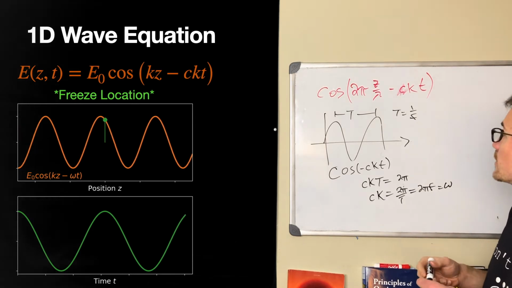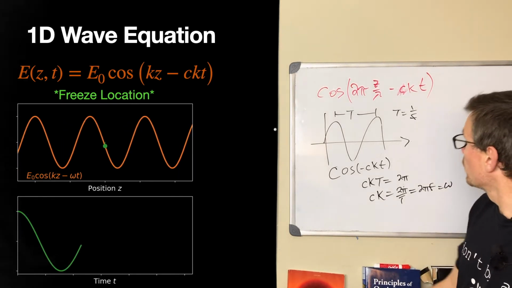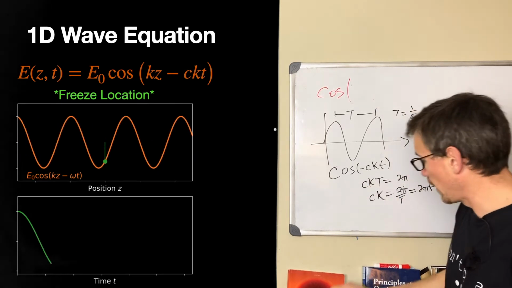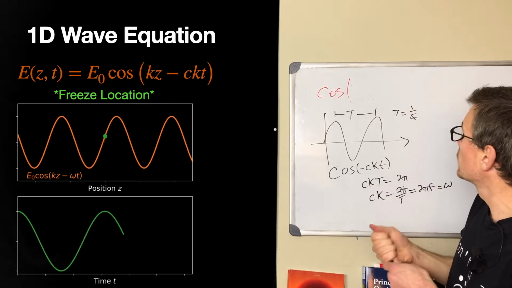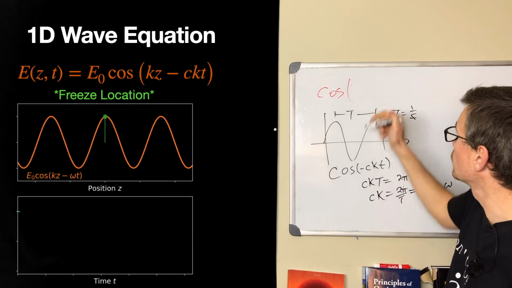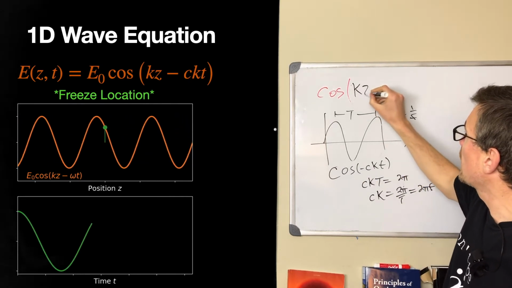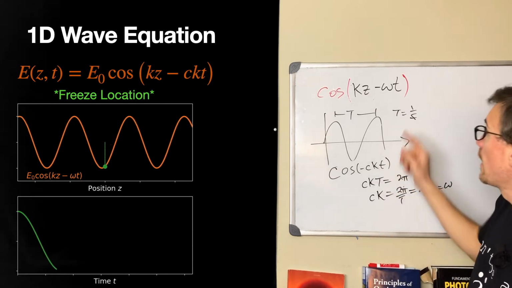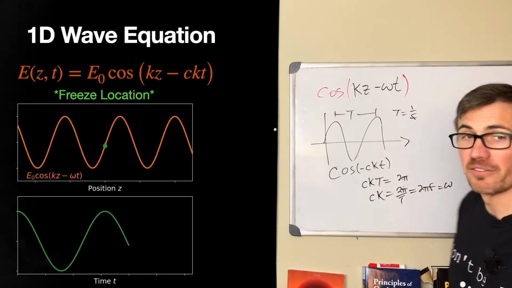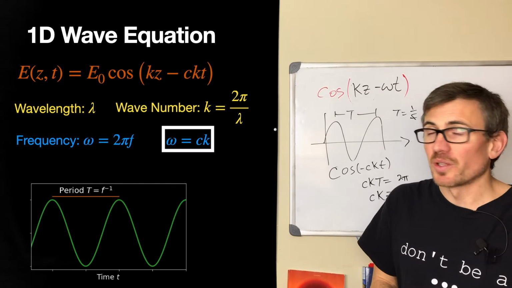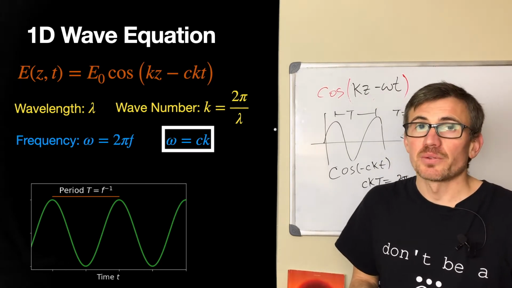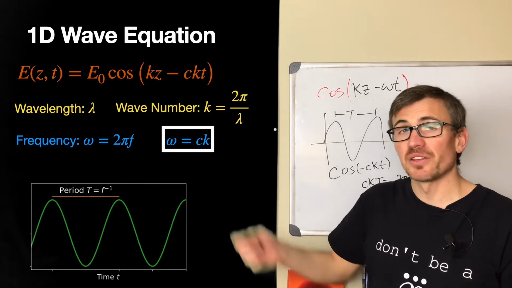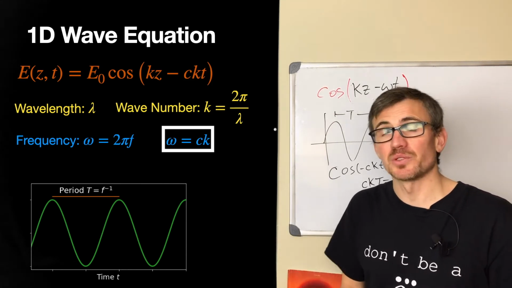The angular frequency. So we can do one more. We can kind of one up our wave here. And we have cosine, which is our solution, of kz minus omega times t. And that is our one-dimensional plane wave. Okay? So it's going to look like this. So we have omega, the angular frequency, which is related to the wave number via ck is equal to omega.